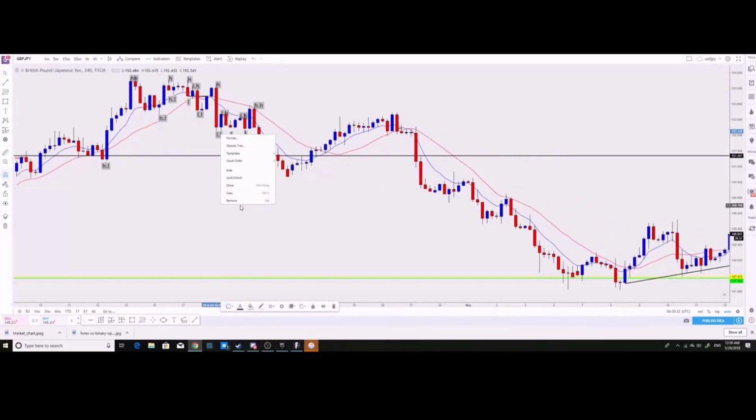So now we're looking at a different bias. So let's delete all of these. Now we're looking for a sell opportunity. Am I automatically going to sell on a lower low point? Of course not. That'd be ridiculous. So let's delete that. Let's delete this.